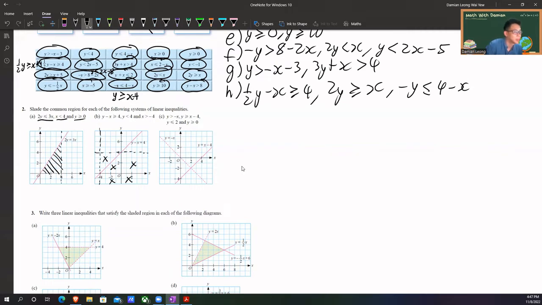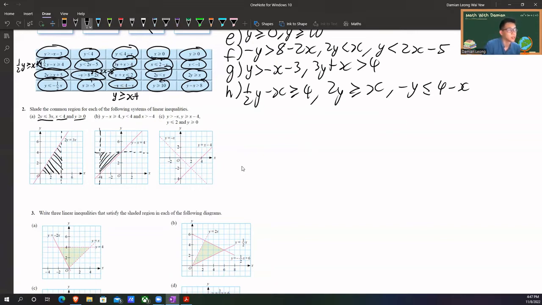Then y minus x more or equals 4. Y minus x equals 4 is here. More means above this line, so it cannot be any of this below the line. So it must be this triangle here. So just shade the area inside this triangle.